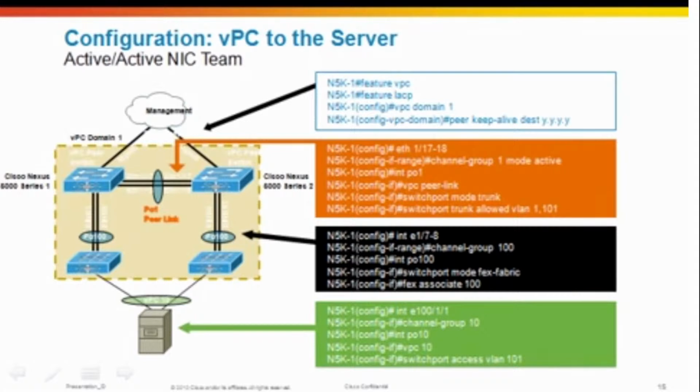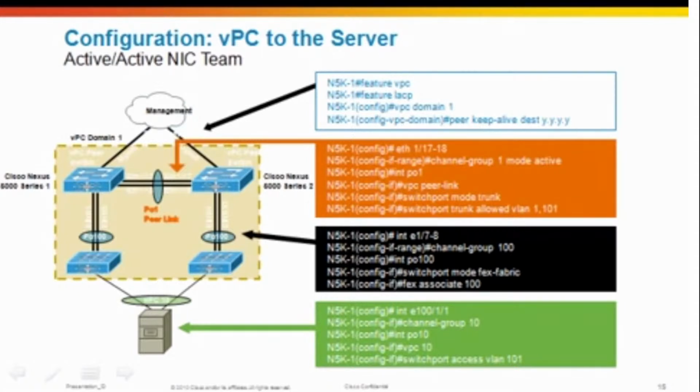The numbers are arbitrary. You can decide what you use, but I strongly encourage you to use consistency between your port channel numbers and your VPC numbers. You will do the same configuration steps on 5K2, and so the other FEX will also know that for this port channel 10, it's part of VPC 10. And that way, those two links will come up. And here you have configured VPC to the server with an active-active NIC teaming.